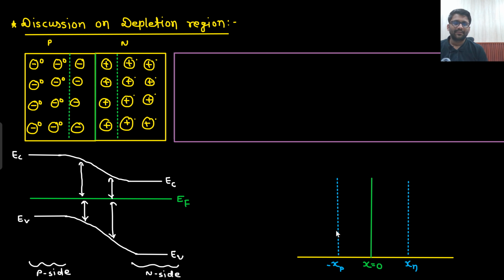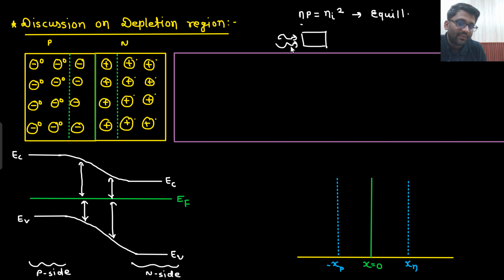How do you explain it? Do you remember something called mass action law? n into p equals ni square. What did I say? When your semiconductor is under equilibrium, then mass action law will be valid. At what point was this mass action law not valid? Do you remember? Sir, when you had a semiconductor and you were throwing some light. So some external energy you are providing. When you provided some external energy, what really happened?